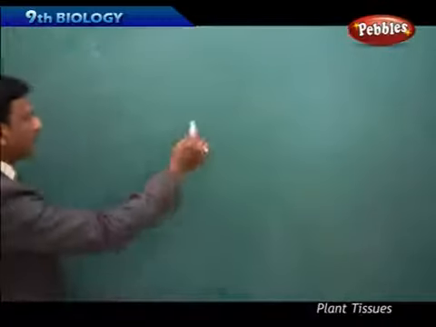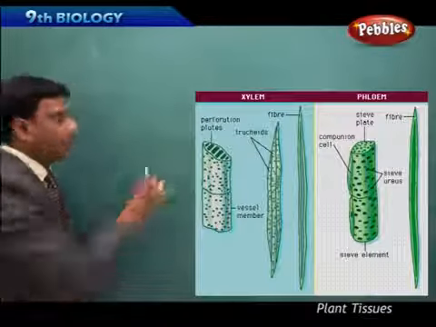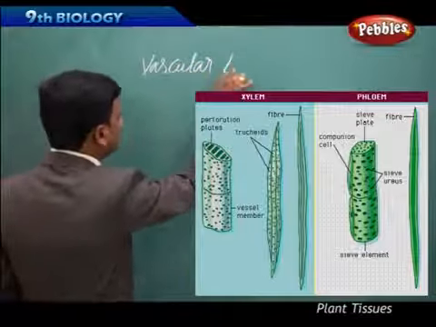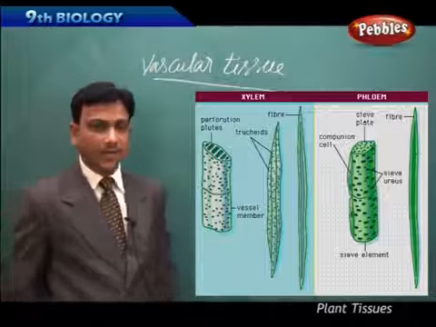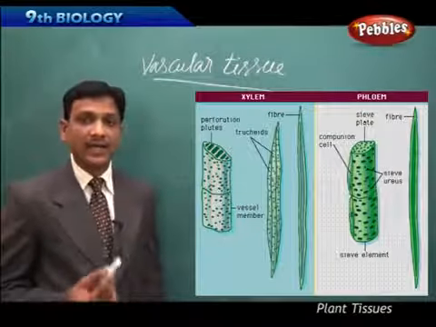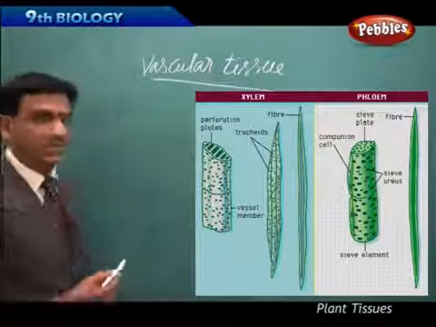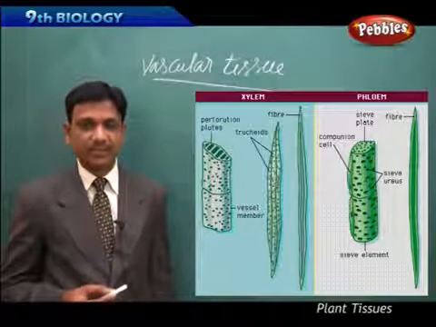Okay, now we are going to study the fourth type of plant tissue, that is vascular tissue. We studied the meristematic tissue, the ground tissue and epidermal tissue. So now, vascular tissue. What is the importance of vascular tissue in plants?